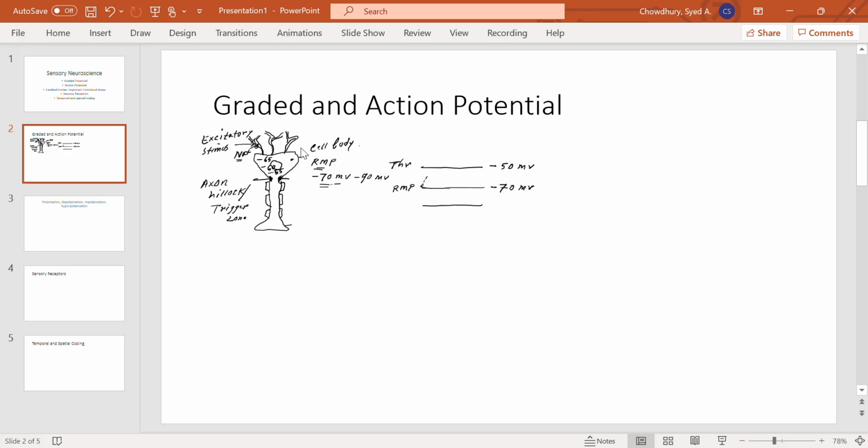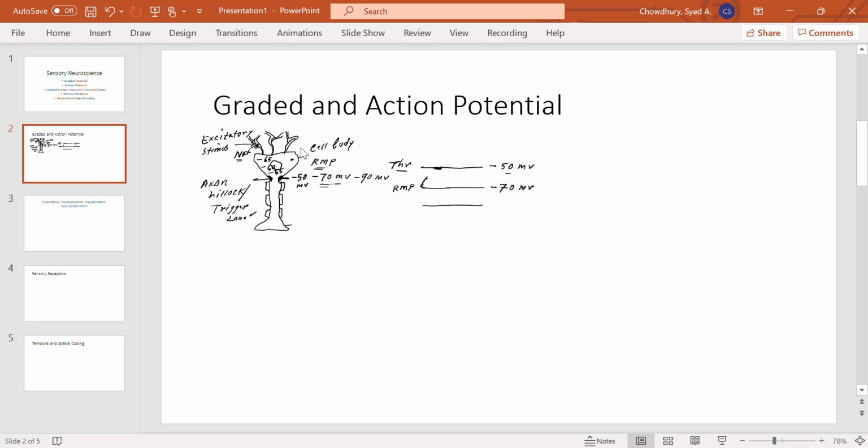Okay, but to stimulate the trigger zone, which is the axon hillock, here you have the ion channels. Those are highly sensitive. So if the membrane potential goes up to minus 50, because that's the threshold, right, minus 50, then these channels will get opened. That means the trigger zone will be activated. Okay, so by minus 50, which is the threshold.